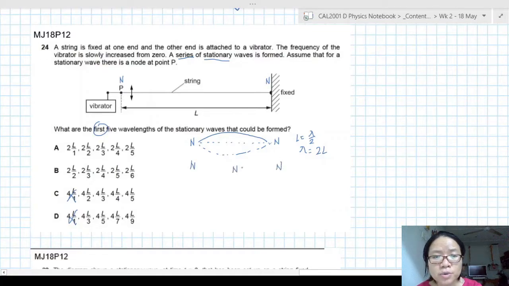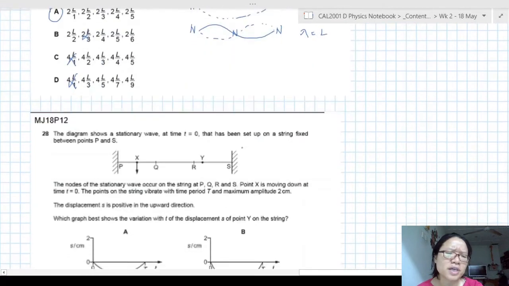Alright, the next one, we'll have a node in the middle. You get something like this. And in this case, lambda is equal to L, or 2L over 2. So answer is A. You can continue but it's objective.